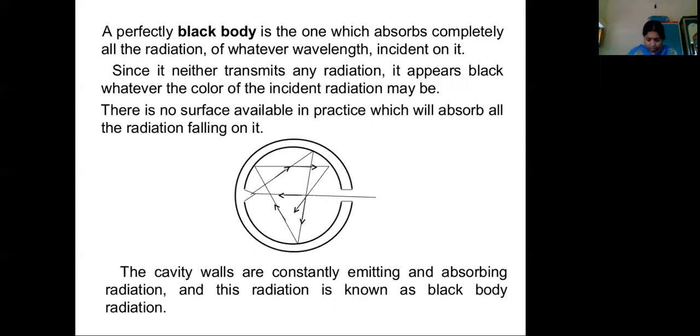Now, a perfectly black body will have absorptive power 1. That means the whole radiation will be absorbed. But practically, it is not possible because we do not have any material which has 100% efficiency to absorb all the radiation. That is why for practical purposes we construct black bodies. Now, how do we construct black bodies?